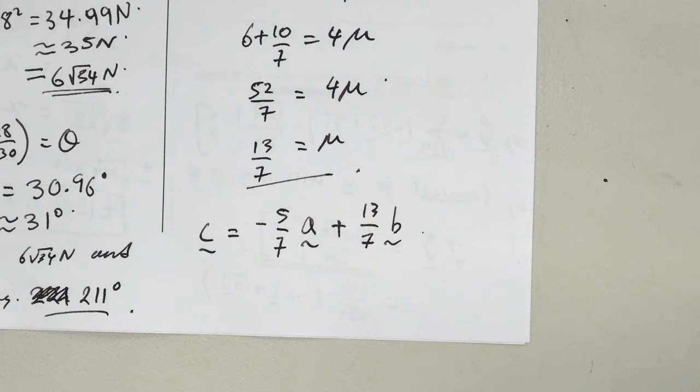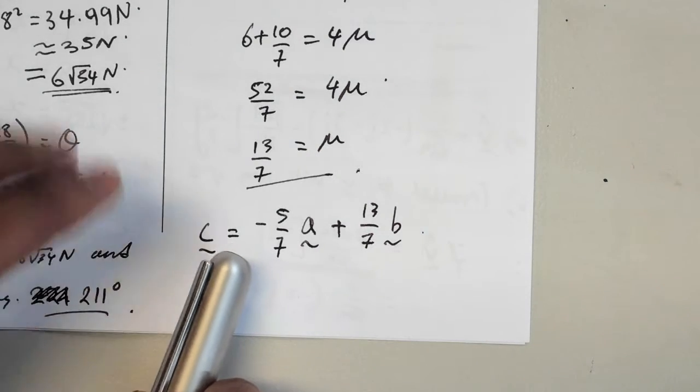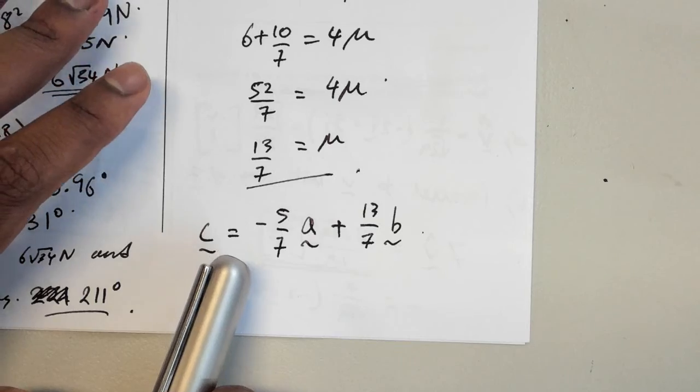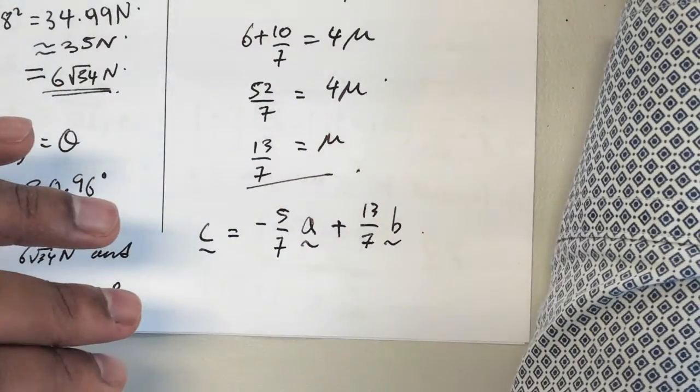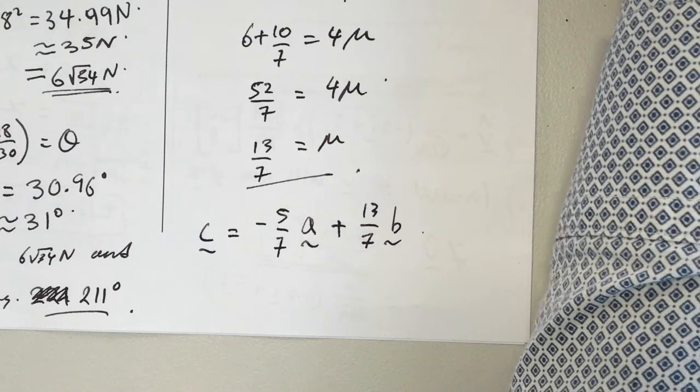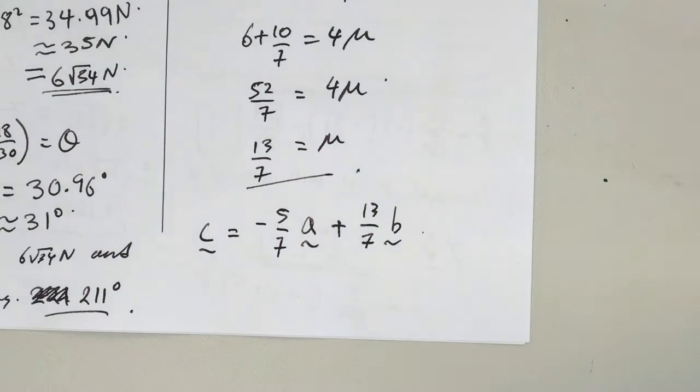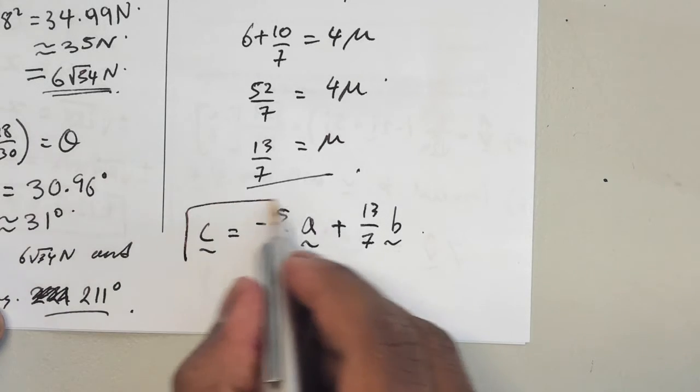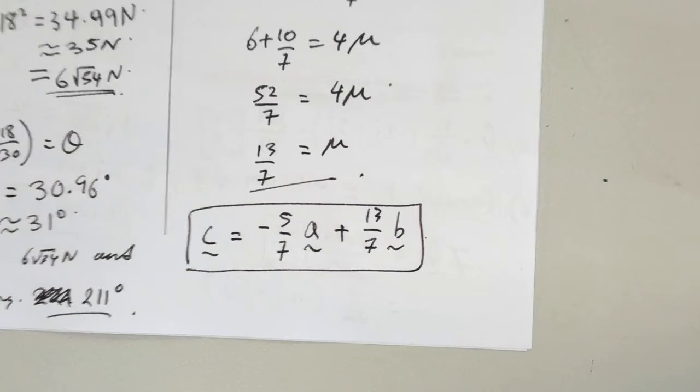Now, literally, if you take negative 5 over 7 times 2i plus 3j, plus 13 over 7 and multiply it to 4i minus j, you will get 6i minus 4j, which is C. Alright? That's amazing. It is very amazing. Multiply it. So I'll actually show you.